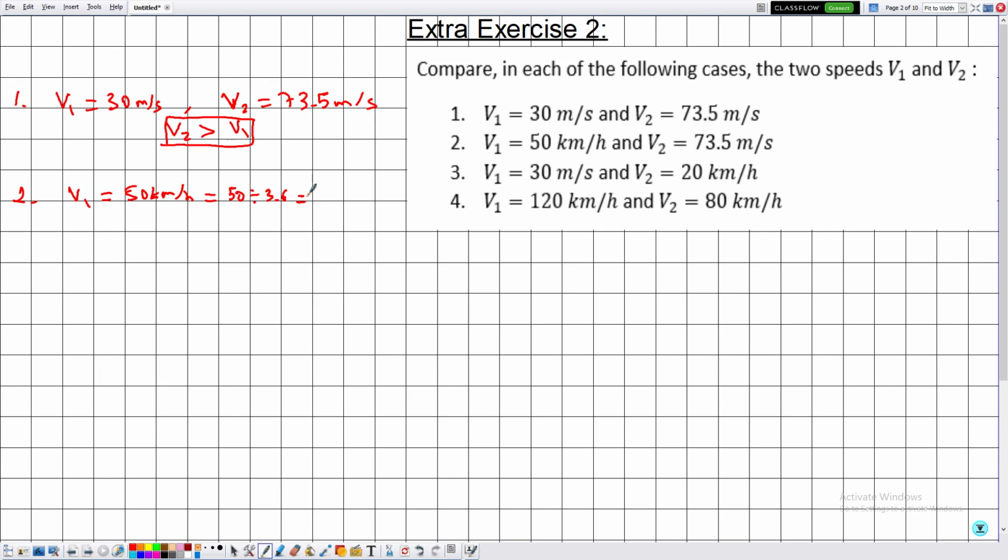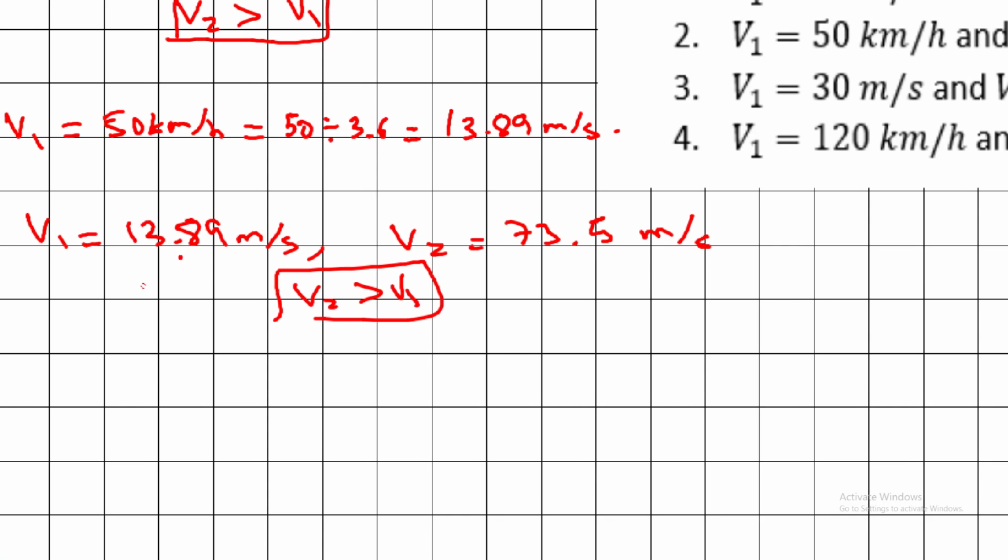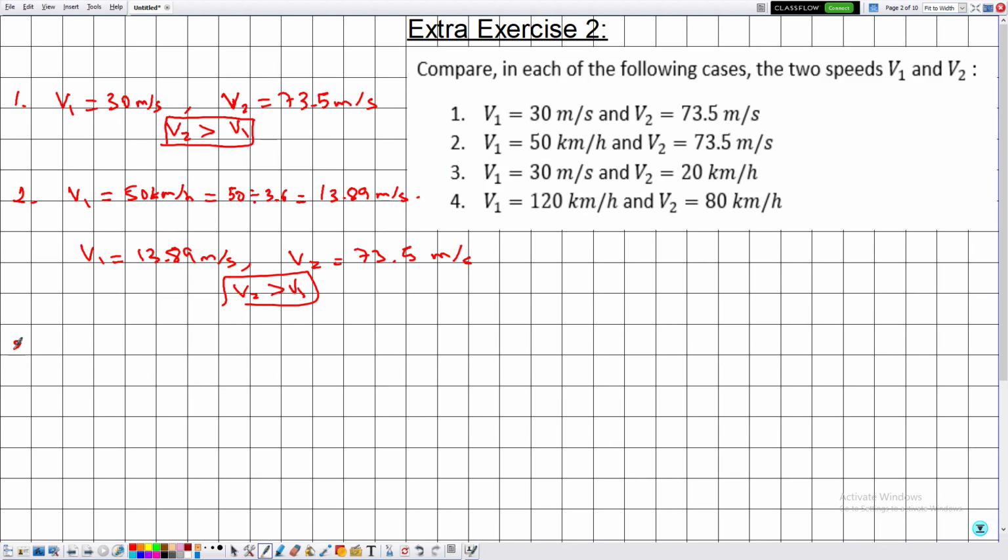Then it's given by 13.89 meters per second. Then in this case, V1 is equal to 13.89 meters per second, whereas the value of V2 is given by 73.5 meters per second. And in this case, we have V2 is greater than V1 because 73.5 is greater than 13.89. So I repeat, whenever we need to compare two quantities in physics, they must have the same unit.